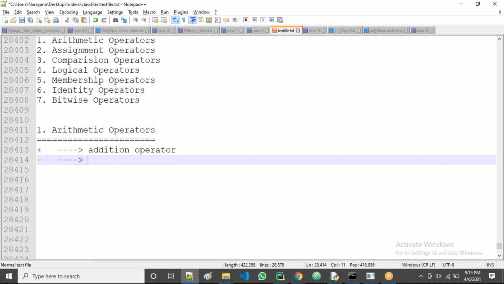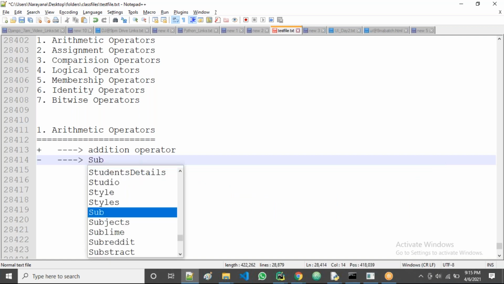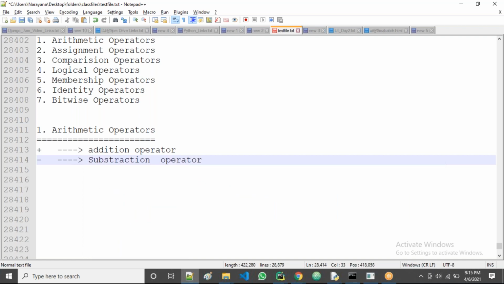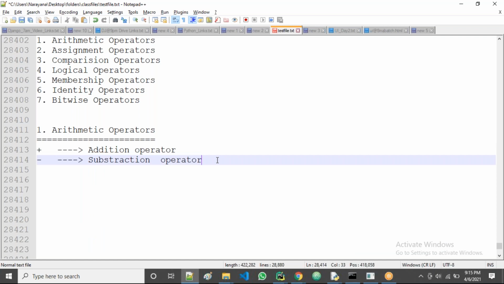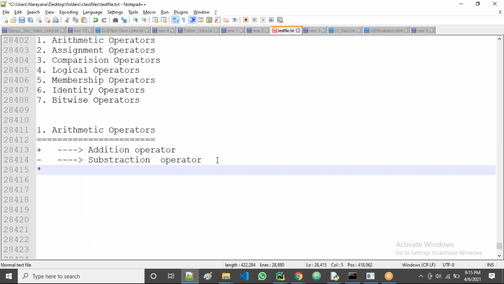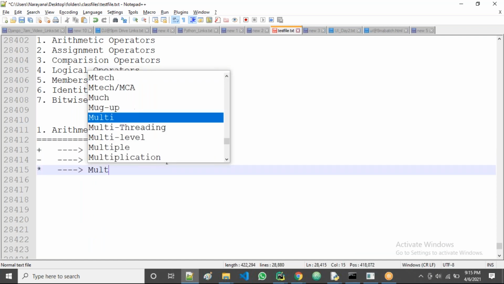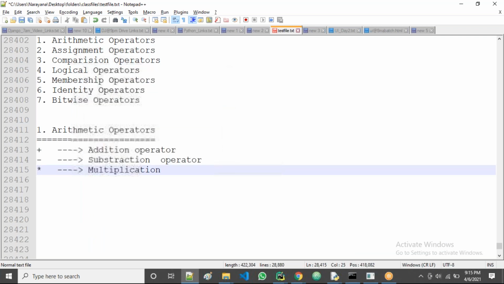Subtraction operator, guys. So first one is addition, then subtraction. Then the third one, which one is here? Okay, multiplication operator.